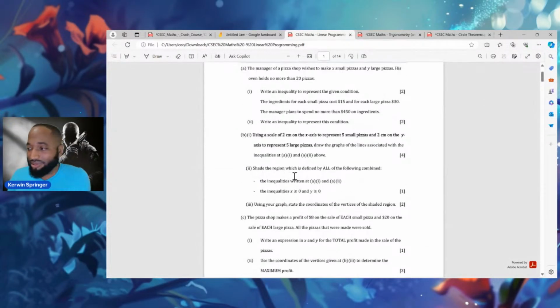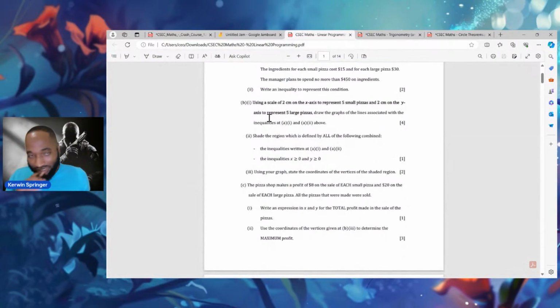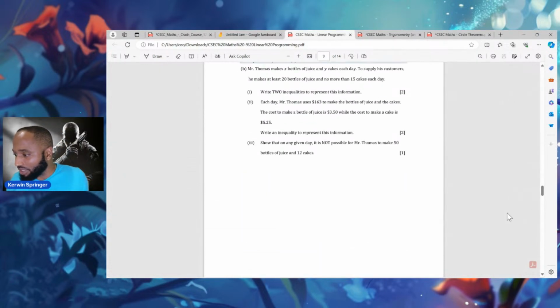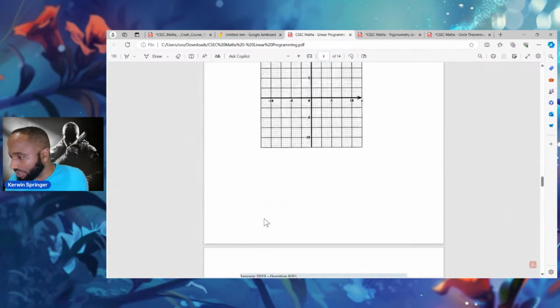Oof. Not that crazy. No way they bring in a linear programming with so many marks involved in it again. So let me look for linear programming after 2018, after the syllabus change. Let me see if we can find one. This 2018.